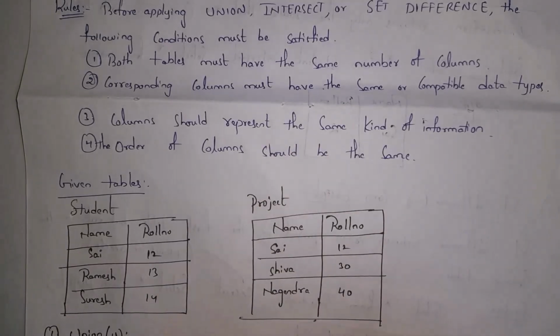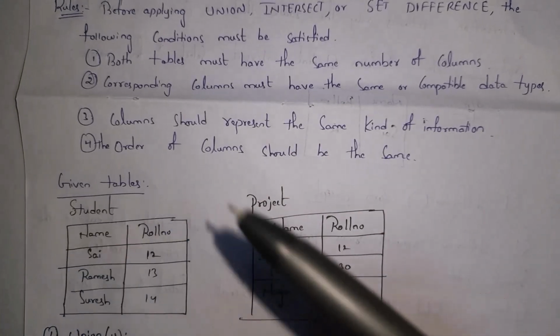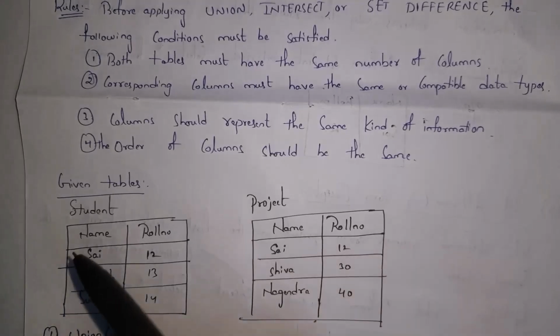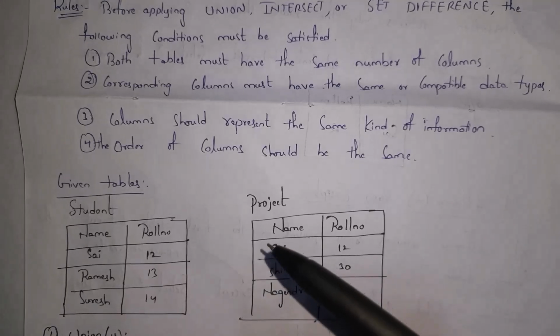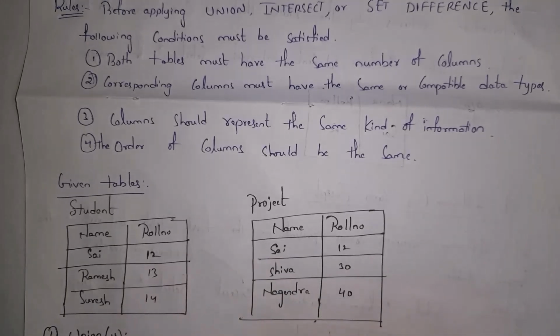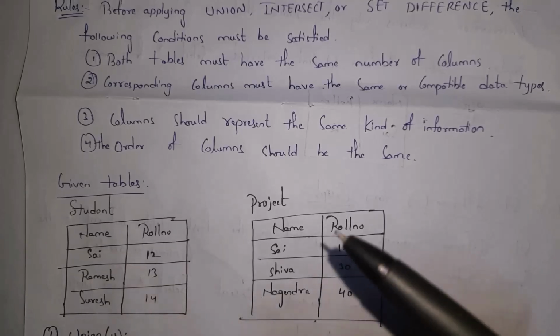The third condition is columns should represent the same kind of information. This column represents names and this column represents roll numbers. Similarly here also, this column represents names and this column represents roll numbers. So columns from this table and columns from this table both represent the same kind of information. So condition 3 is satisfied.